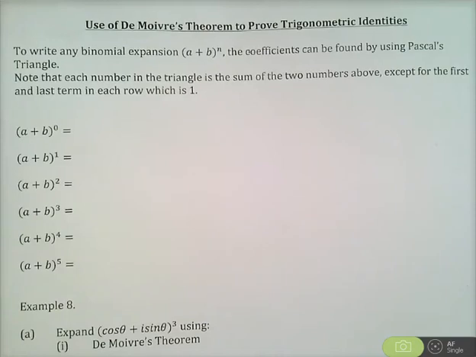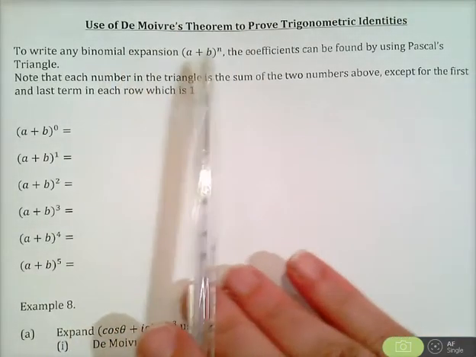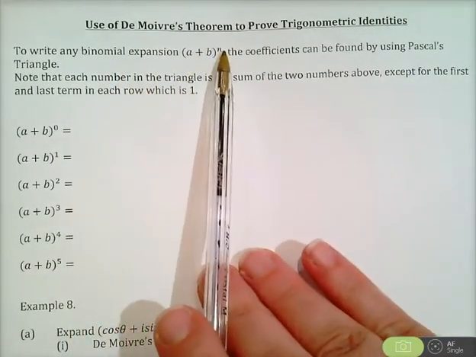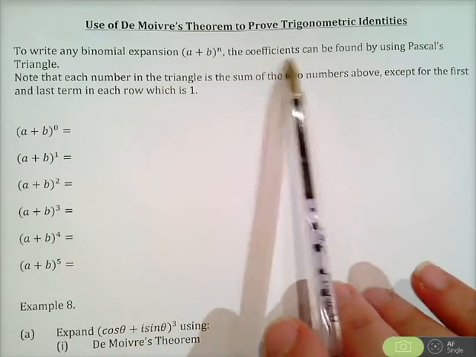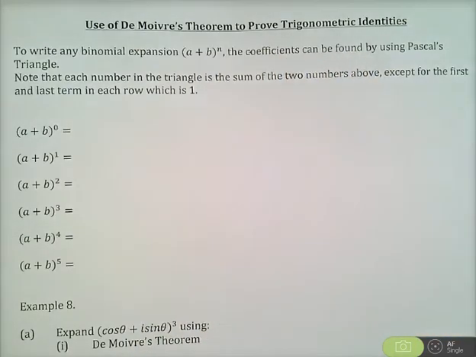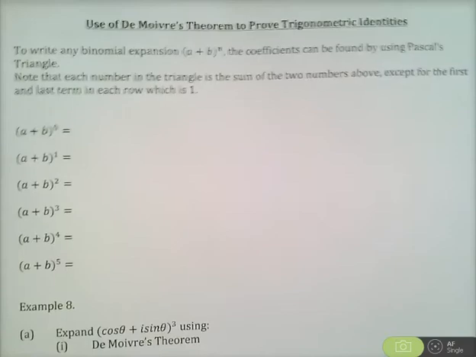Okay, this is page 53 of the complex numbers booklet. We're going to be looking at the binomial expansion (a + b)^n. And what you'll notice is that the coefficients of that expansion can be found by using Pascal's triangle.